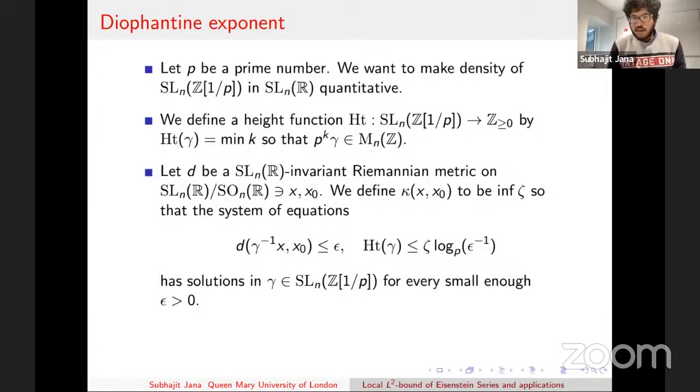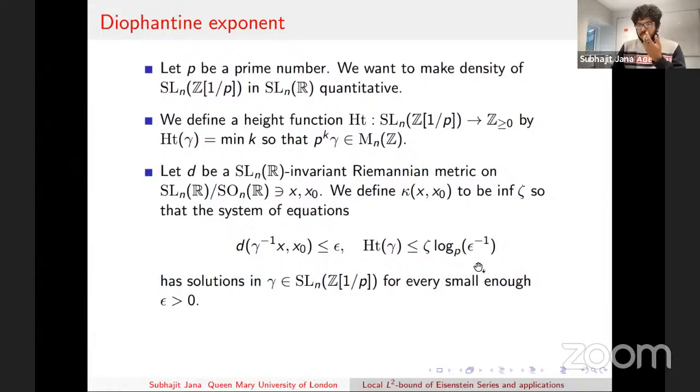So this is the definition of a Diophantine exponent. Okay, so what is the definition? We call kappa(x, x_0) the Diophantine exponent of (x, x_0), which is the infimum of all zeta so that the following system of equations has a solution. The first one is that the distance between gamma inverse x and x_0 is bounded by epsilon, meaning that if you think of x_0 as the identity coset, then gamma approximates x with approximation error epsilon. And gamma has complexity given by zeta times the logarithm of epsilon inverse.